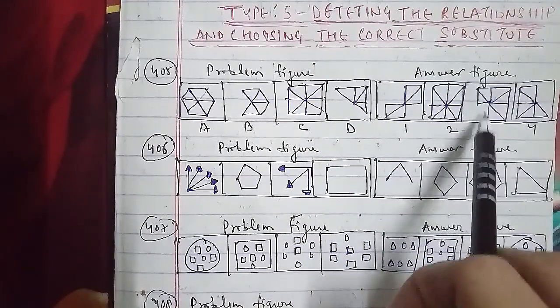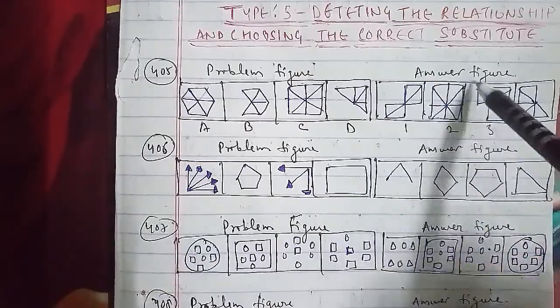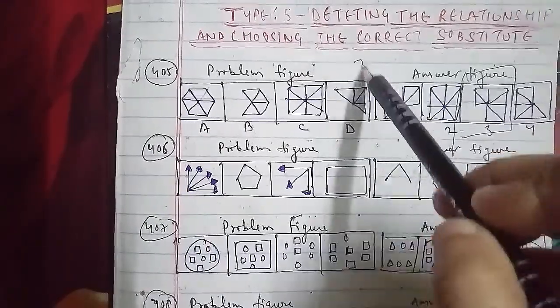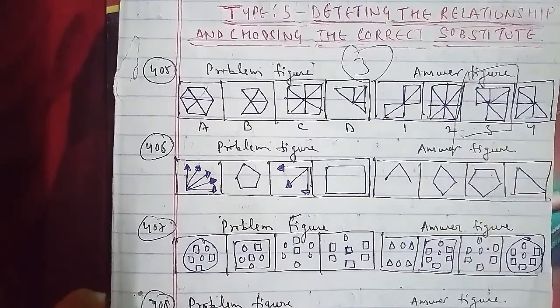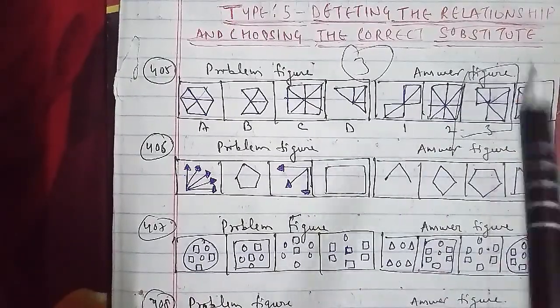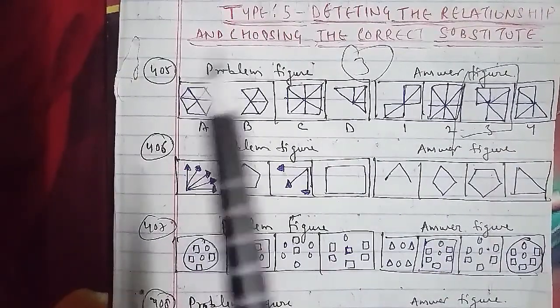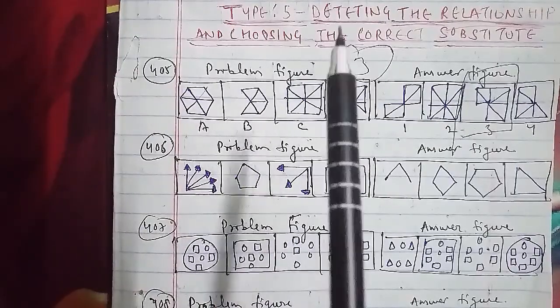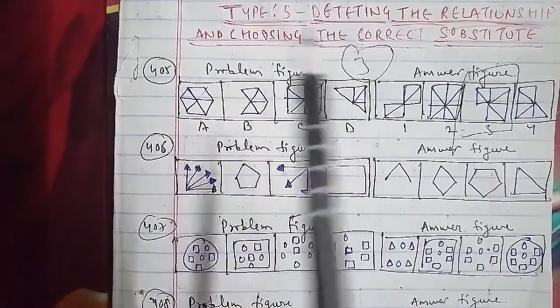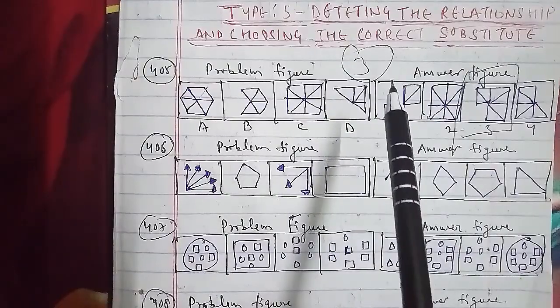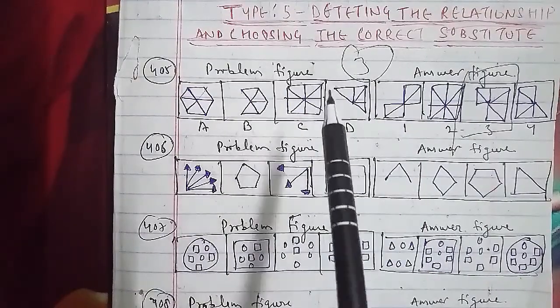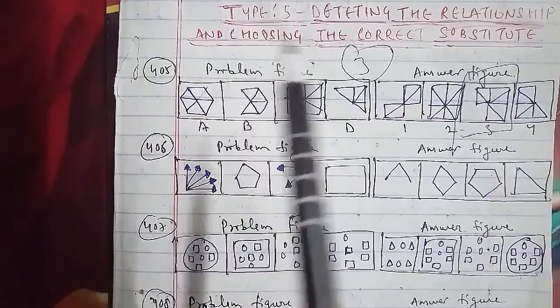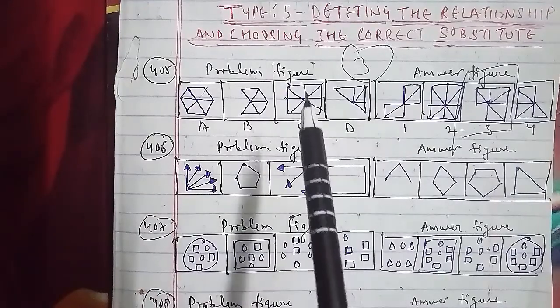Each of the following questions bears 4 figures numbered A, B, C, D, which constitute a problem set, and 4 other figures numbered 1, 2, 3, 4, which constitute the answer set. So figures A and B are related in a particular way, and you establish a similar relationship between figure C and D by choosing the figure from the answer set that would be the best substitute for figure D in the problem set.